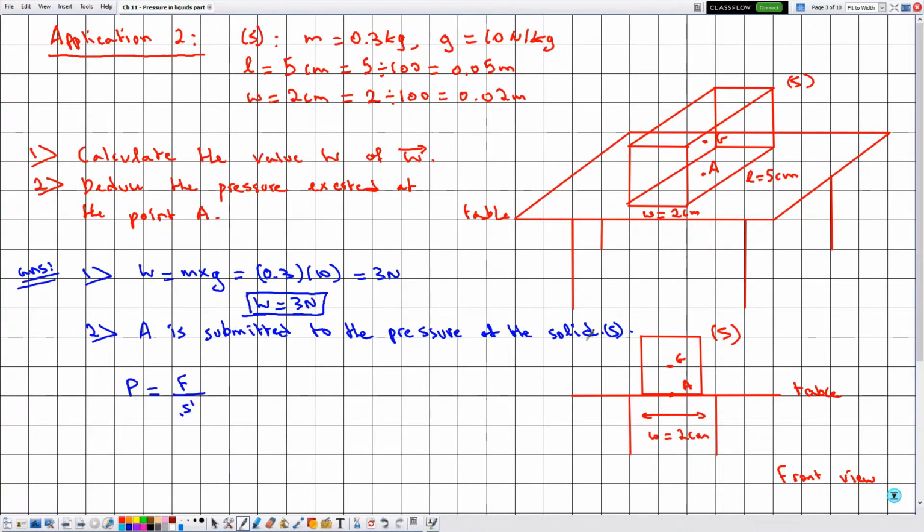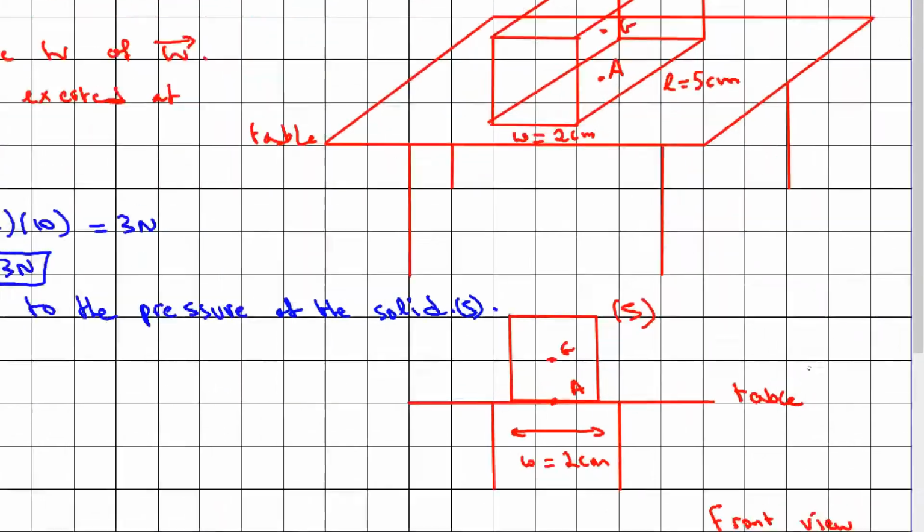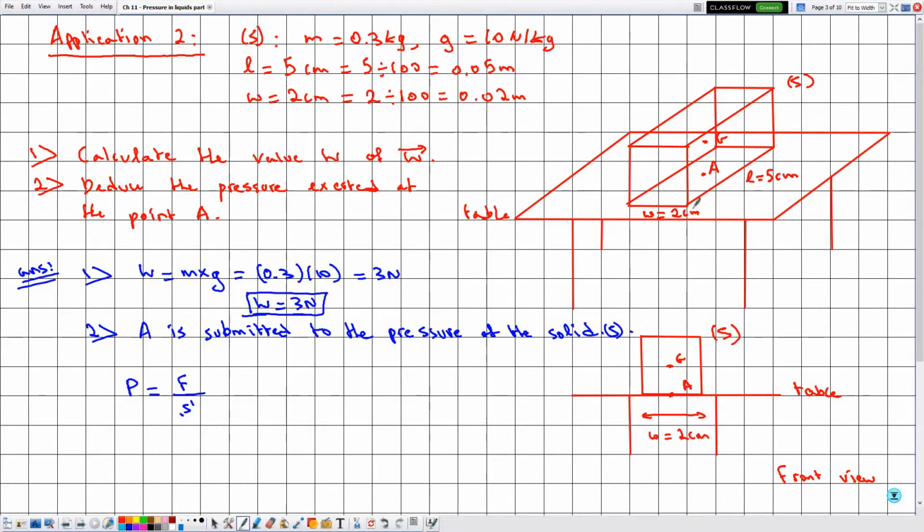But in this case, what is F that we want to use in order to calculate the pressure? So notice that here the solid S is being acted on by the force of gravity. So let me draw it here, which is the weight acting vertically downward.